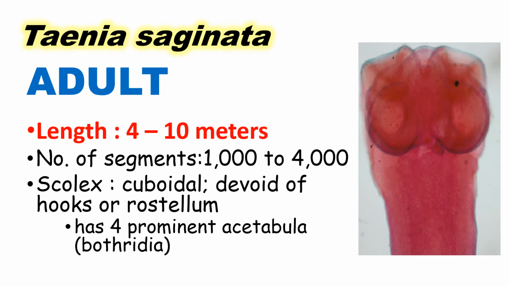Okay? So, length for Taenia saginata is 4 to 10 meters. Okay? And the number of segments is 1,000 to 4,000. So still for dilatum, consider pa siya as the longest because approximately lamat tong 4,000 guys, it may area maximum na ning 4,000 for Taenia saginata. Okay? So the scolex is cuboidal and take note, devoid of hooks or rostellum. Okay, so wala siya guys rostellum, only its acetabula. Okay?